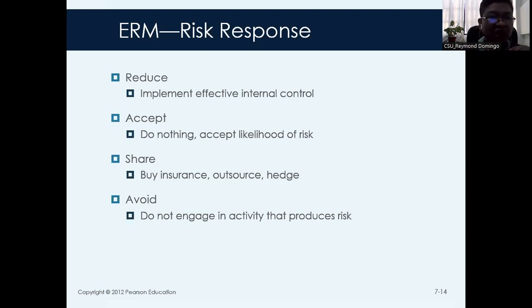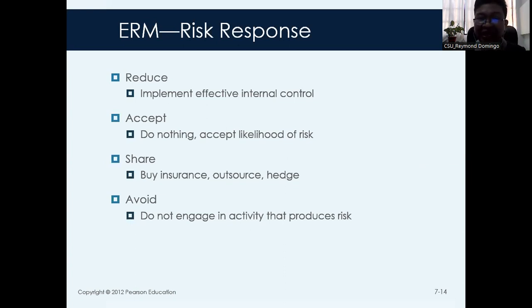Another response na pwede nating gamitin is to accept the risk. Sinasabi ko nga kanina, sometimes acceptance is the key. We just have to do nothing but to accept the likelihood of risk. Kasi ang sinasabi naman natin, parte yan ng pagnenegosyo. Therefore, we have to embrace it. We have to embrace the risk. Kasi kung andyan siya, edi hayaan mo lang kasi parte nga talaga yan ng pagnenegosyo. So that could be another response.